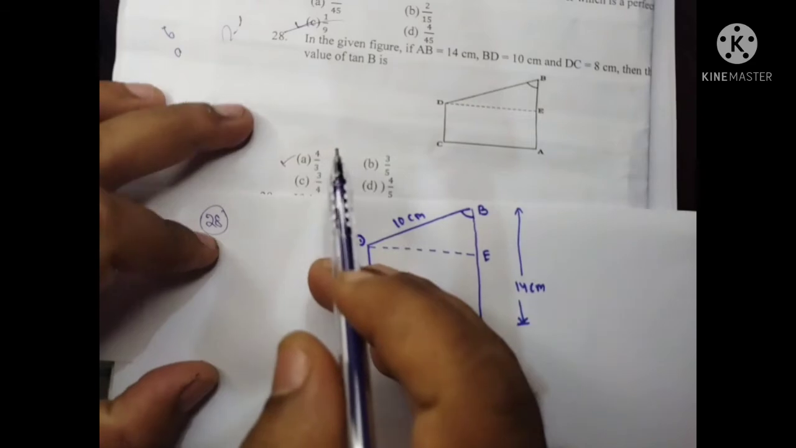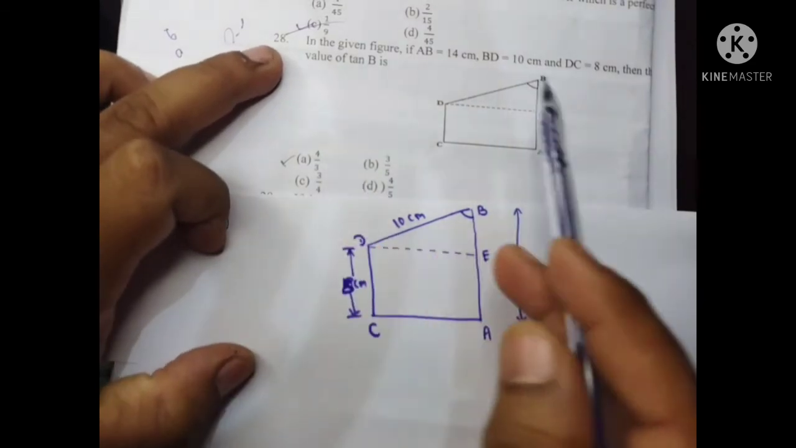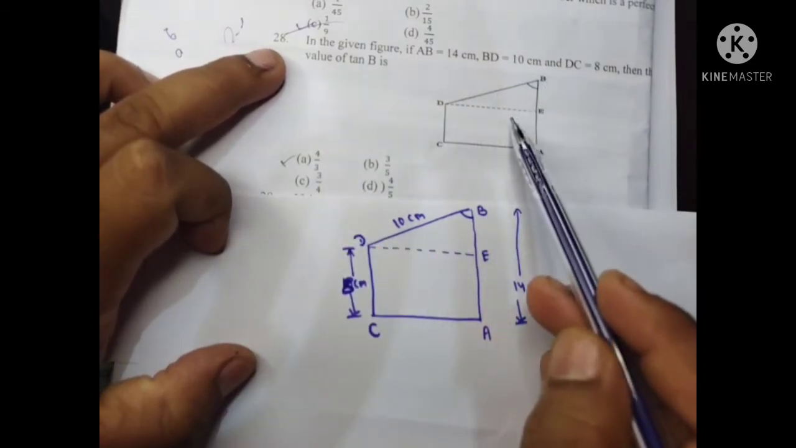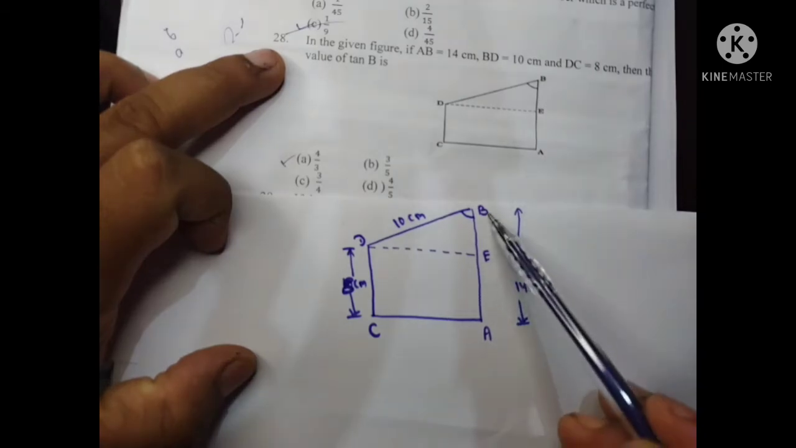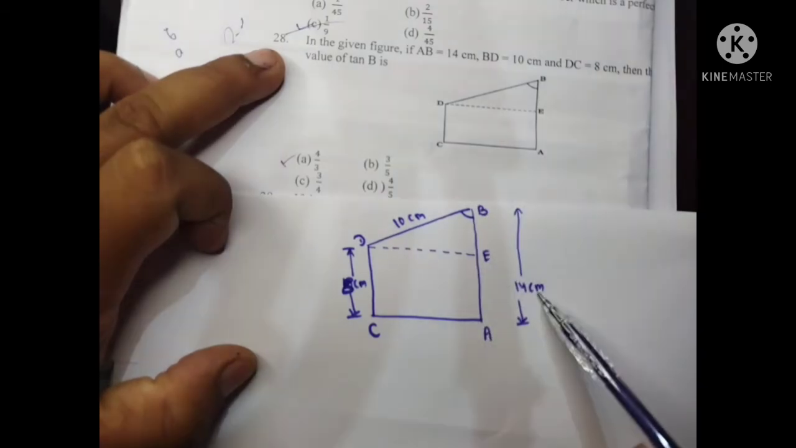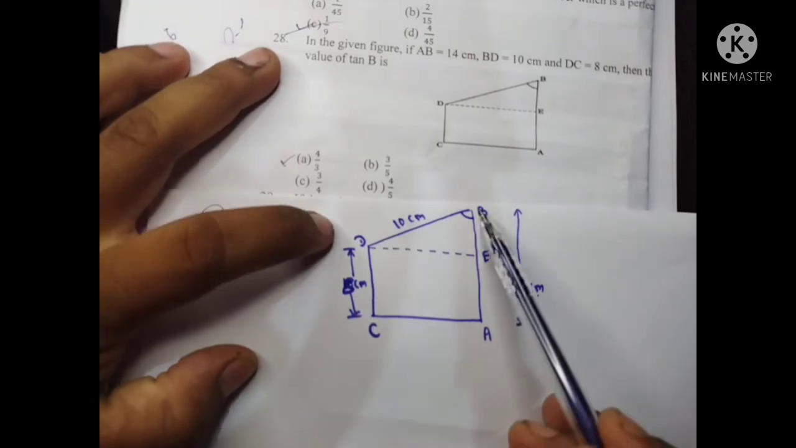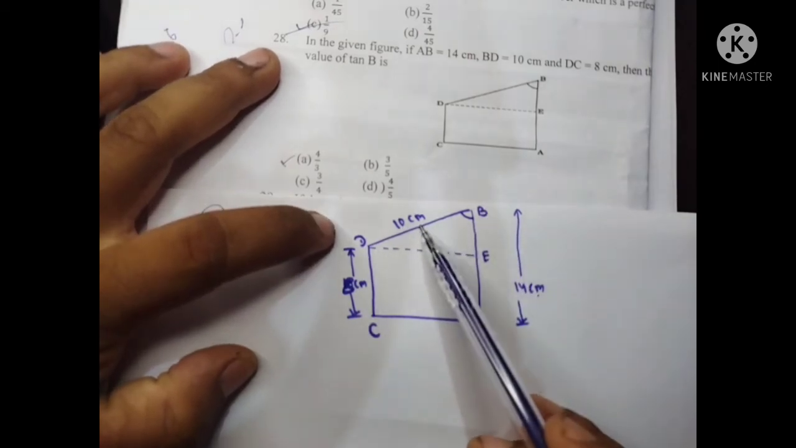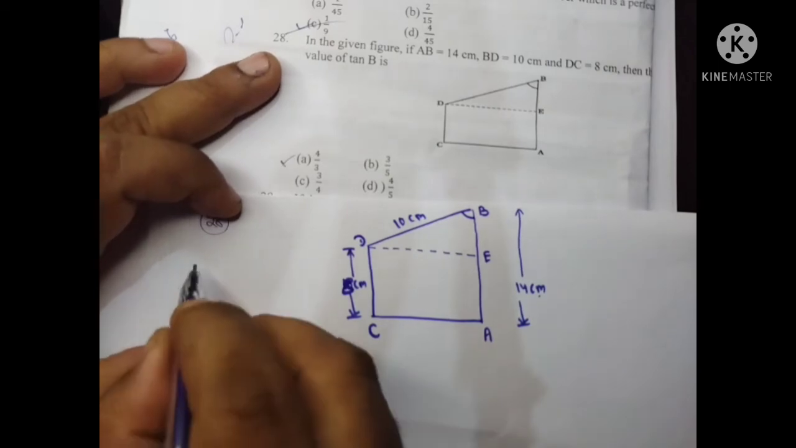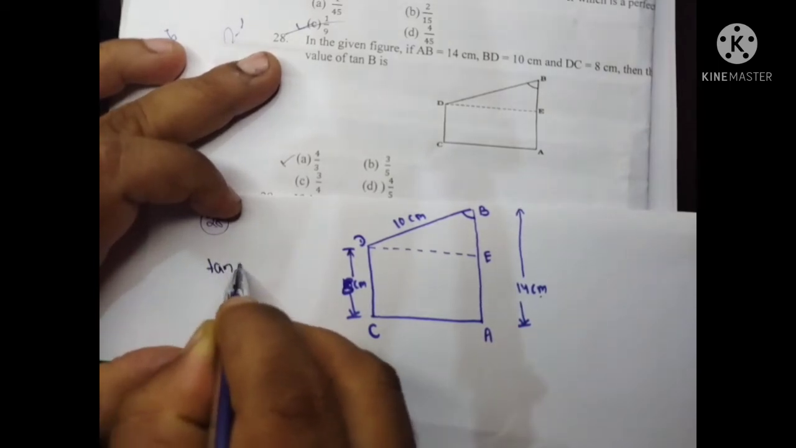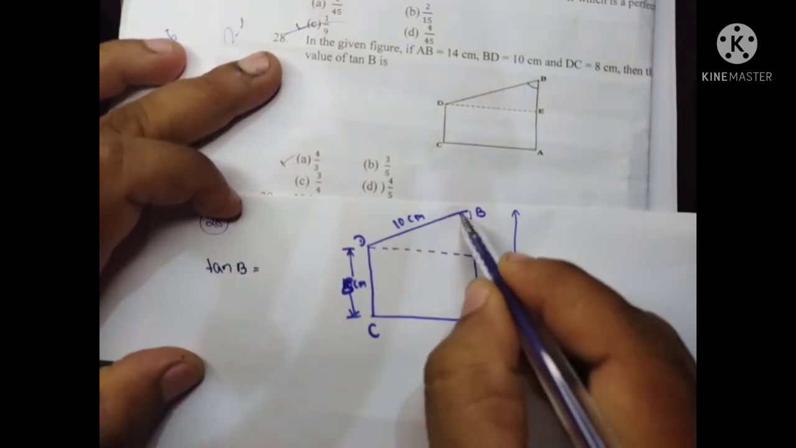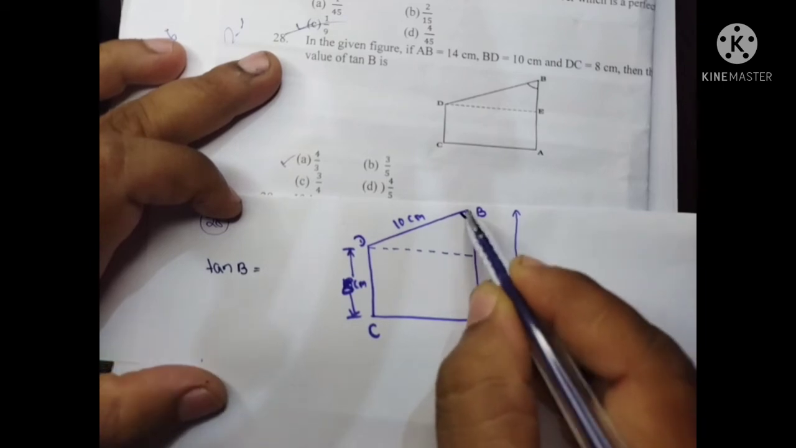So in question number 28 it is given that in the adjoining figure AB is 14 cm and CD is 8 cm and BD is 10 cm. We have to find the value of tan beta. This is angle B.